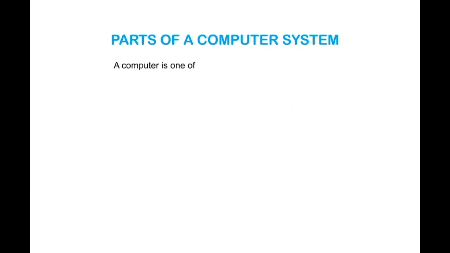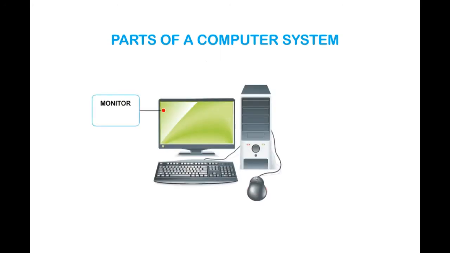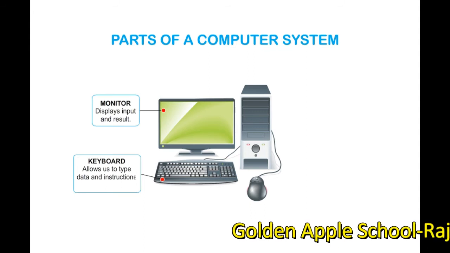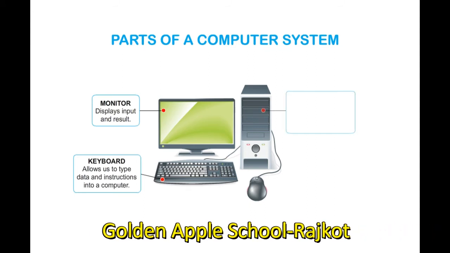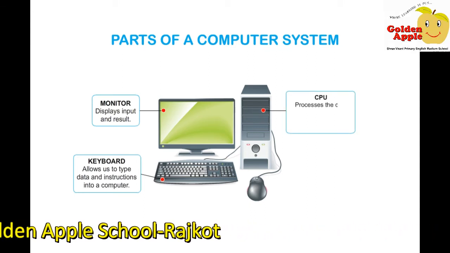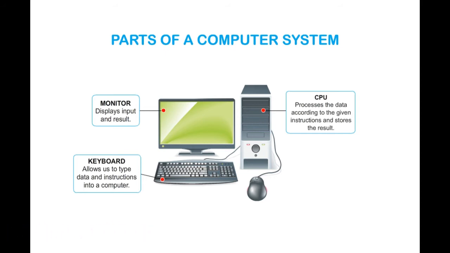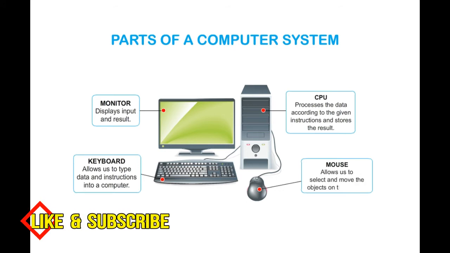A computer is one of the greatest inventions of mankind. It works at a very high speed. Monitor displays input and result. Keyboard allows us to type data and instructions into a computer. CPU processes the data according to the given instructions and stores the result. Mouse allows us to select and move the objects on the screen.